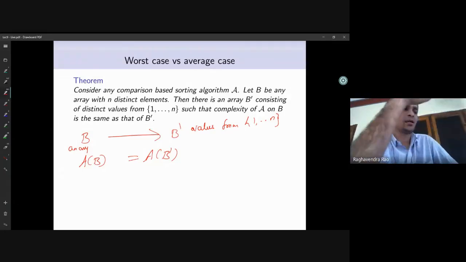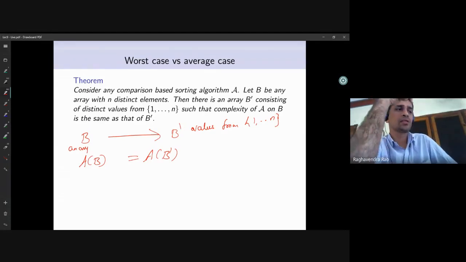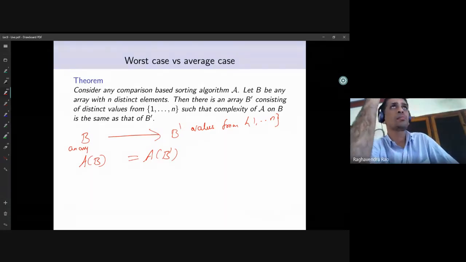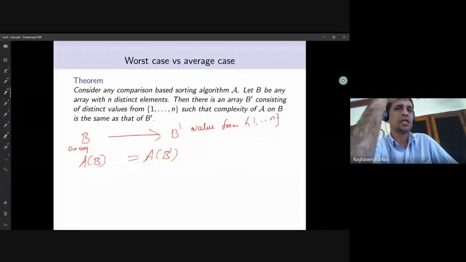I didn't write that in the formal statement because the statement is already lengthy and it will make it more messy. When we construct the array, it will be clear.